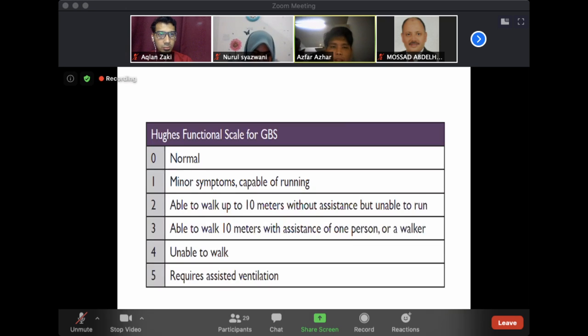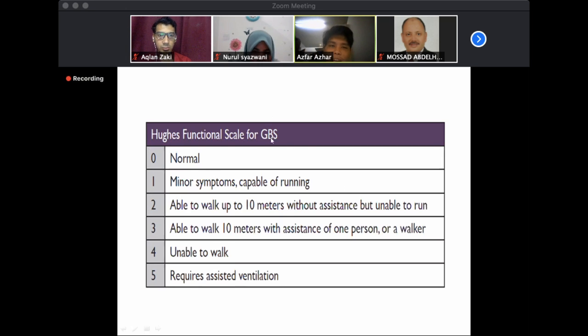Okay. So this is the scale that's used for GBS. So Hughes functional scale for GBS. So 0 to 5. So this is important to know the severity of the GBS itself.